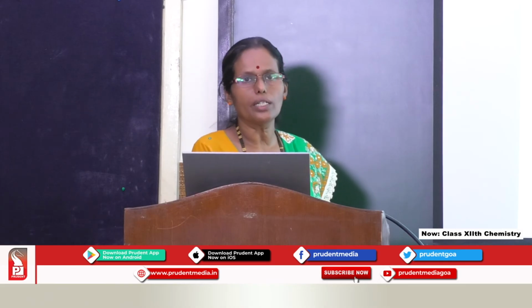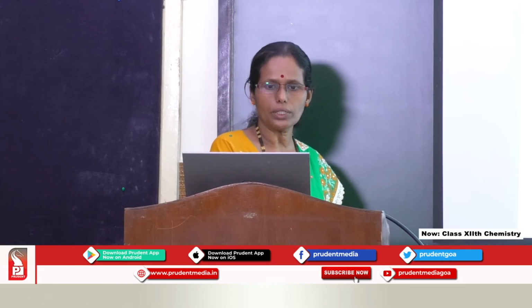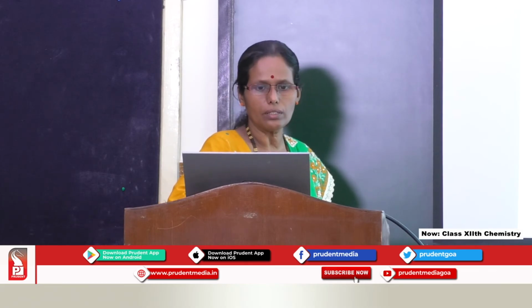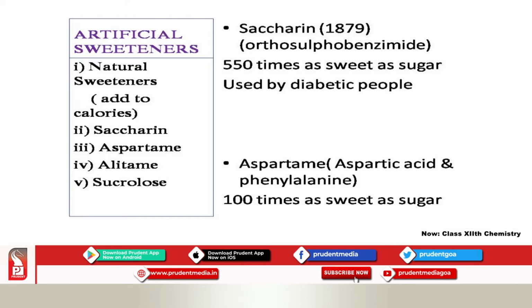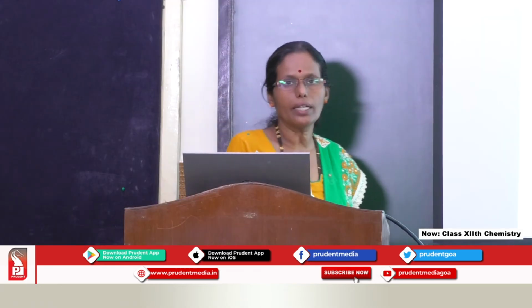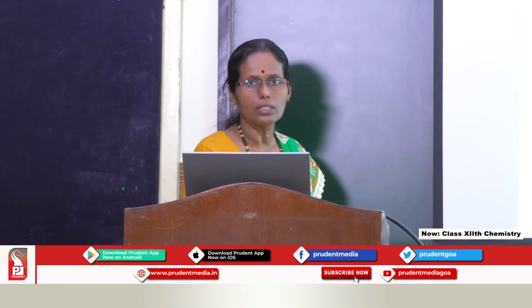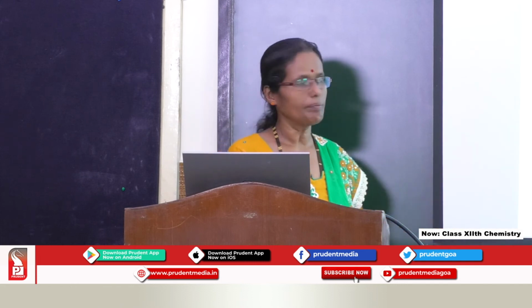Now we have a big class of artificial sweeteners. Sweeteners are natural as well as chemical. Natural sweeteners, like sugar, add to calories. So in order to avoid that, we have saccharin as a chemical-based sweetener. This was found in 1879. It is also called orthosulfobenzimide. It is found to be 550 times sweeter than normal sugar. This can be safely used by diabetic people because it is easily excreted through urine.